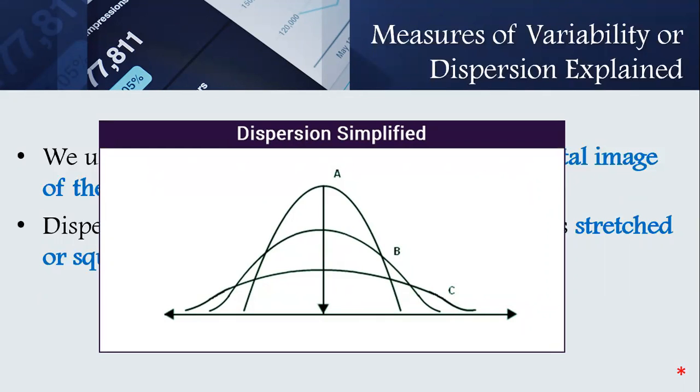Generally, the flatter the peak, the more dispersed the scores are and the more variability there is within the distribution. On the other hand, the more pointed the peak, the less dispersed the scores are or the less variability there is within the distribution.